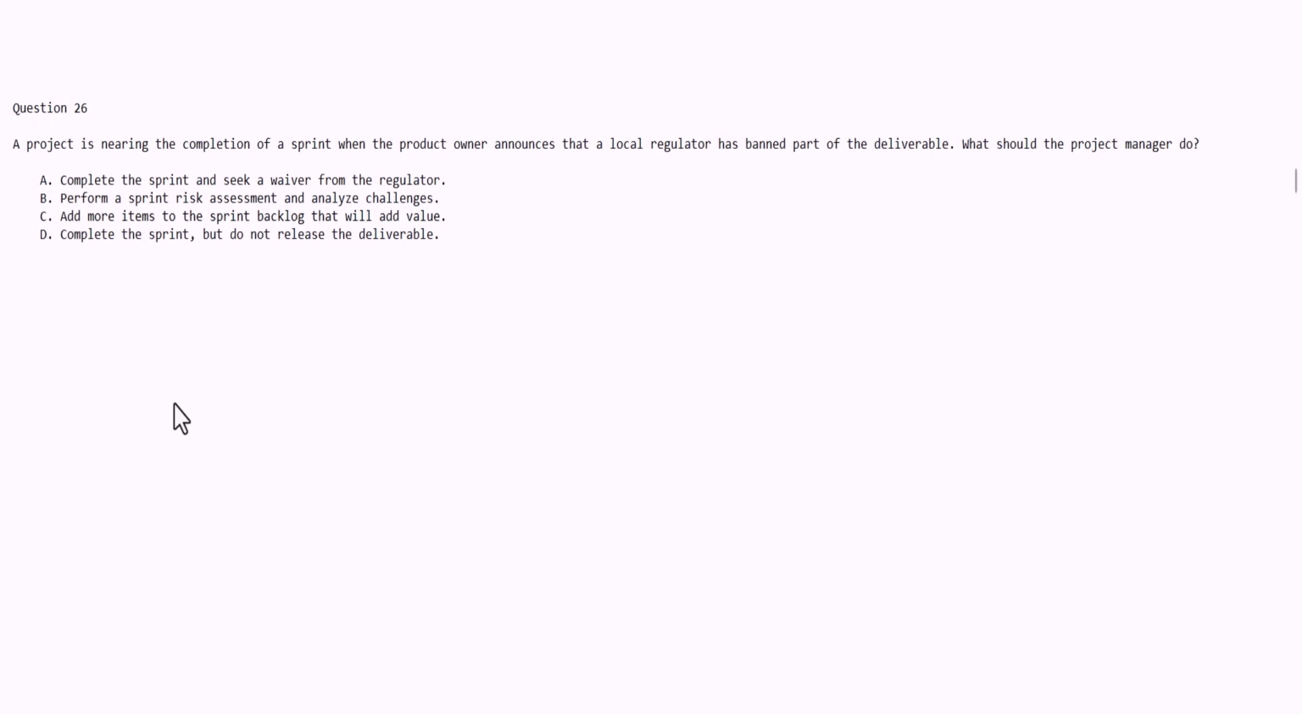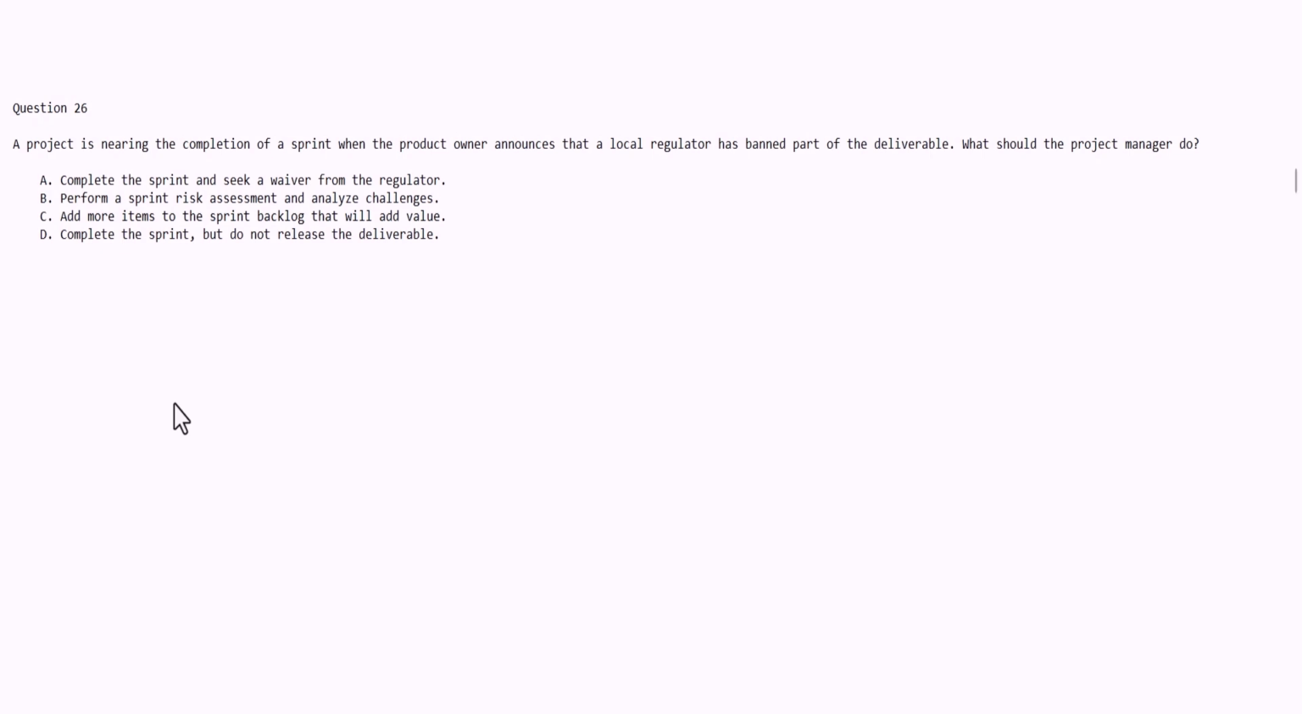Okay, so here we are with question number 26. Question number 26 states that a project is nearing the completion of a sprint when the product owner announces that a local regulator has banned part of the deliverable. So the question is, what should the project manager do?